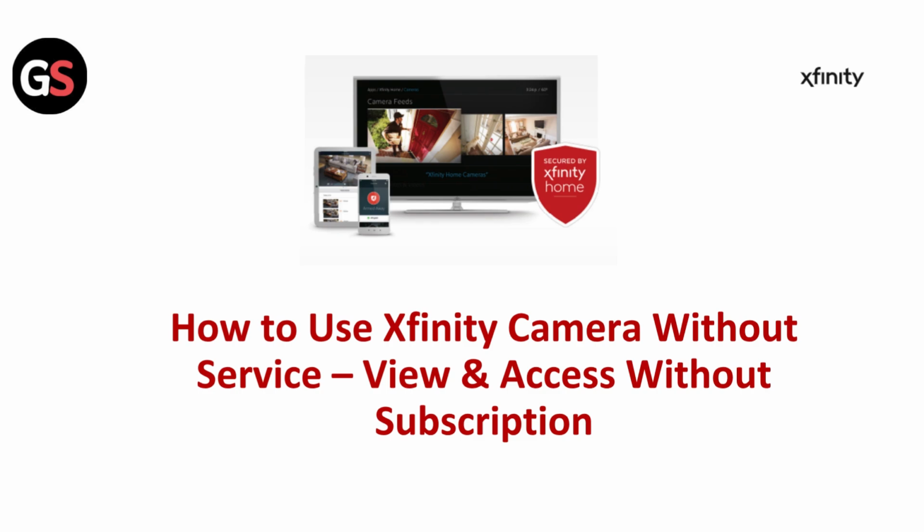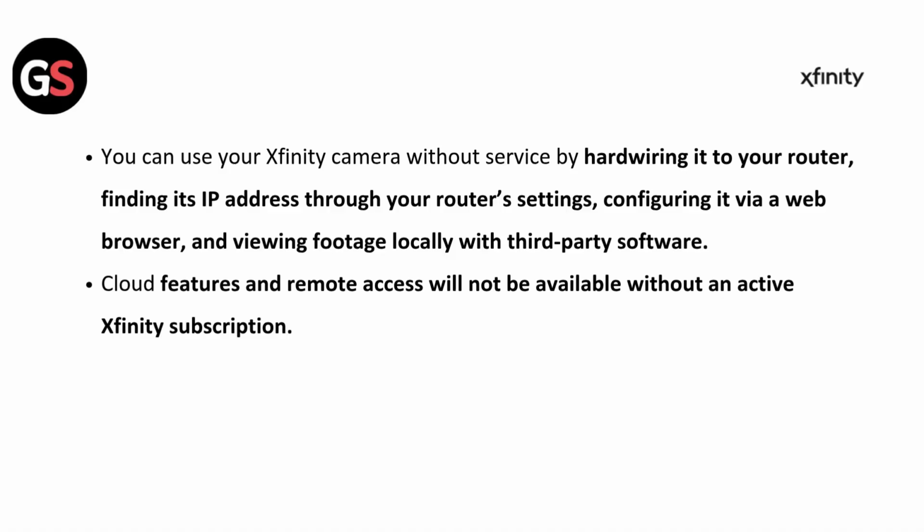How to use an Xfinity camera without service, viewing and accessing it without a subscription. You can use your Xfinity camera without service by hardwiring it to your router, finding its IP address through your router's settings, configuring it via a web browser, and viewing footage locally with third-party software. Cloud features and remote access will not be available without an active Xfinity subscription.